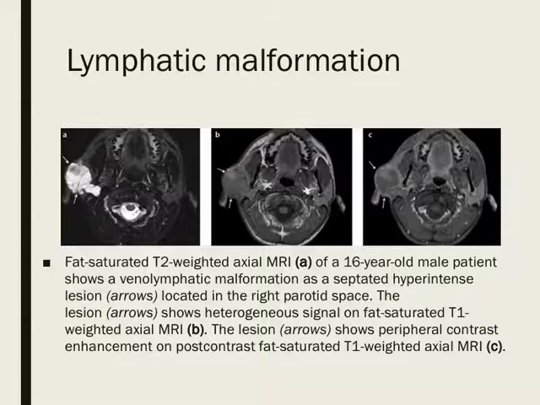So here too, you have a T2 hyperintense lesion, heterogeneous, with this focal area that is iso, but it's not as bright as the rest of the areas. And it showed enhancement in that area. This one was more of a venous lymphatic malformation.